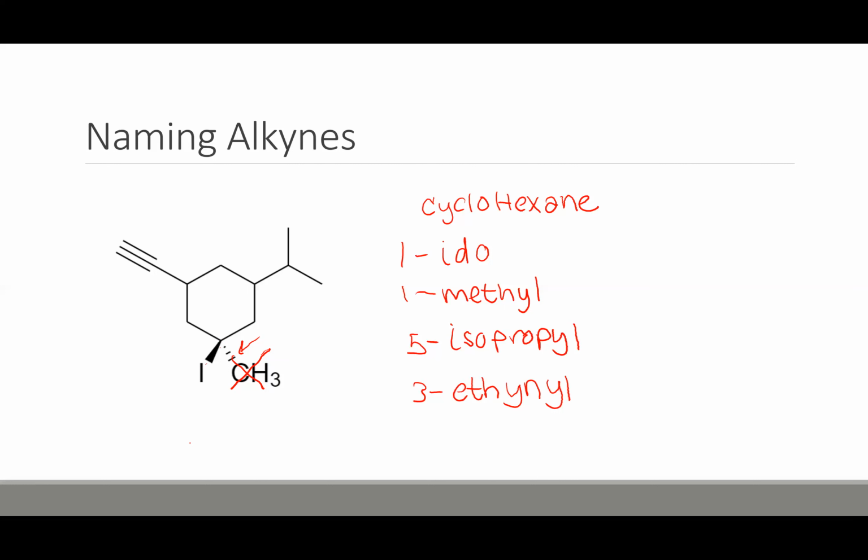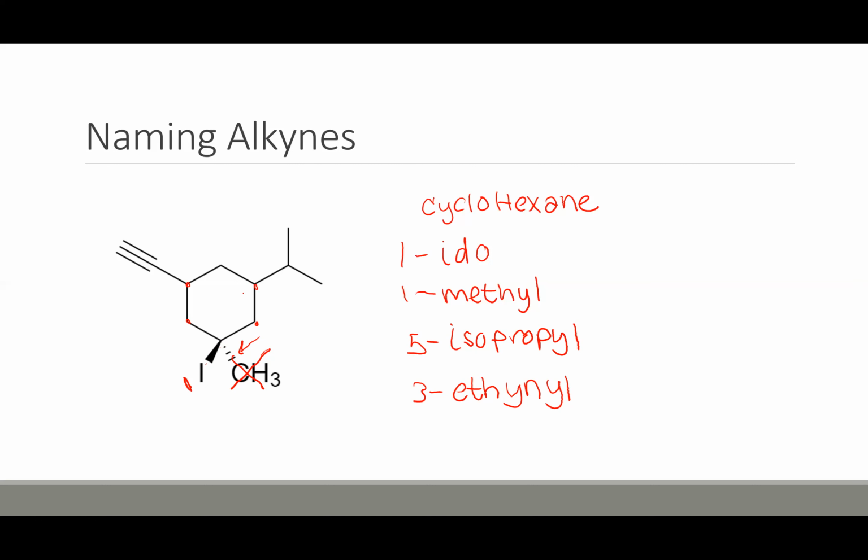Remember, we're looking at highest atomic number. And in this case, iodine definitely gets the first priority when compared to the other two groups. This is a carbon and this is a carbon. So our iodine will get 1. Now these carbons that are left are identical, and these carbons here are identical.